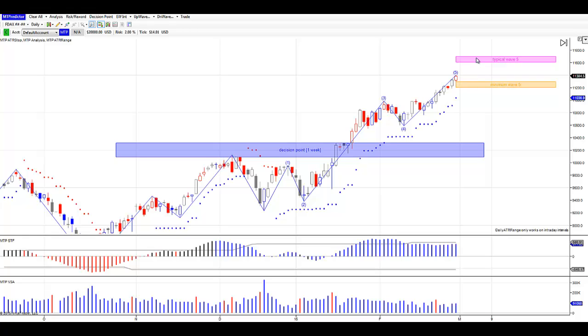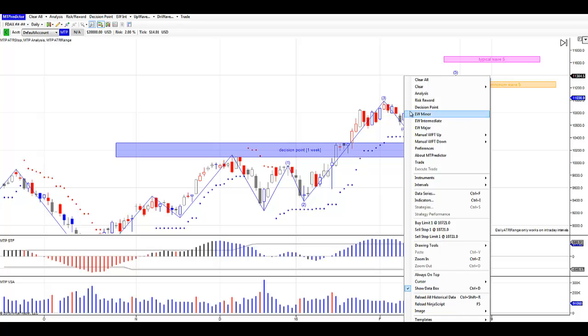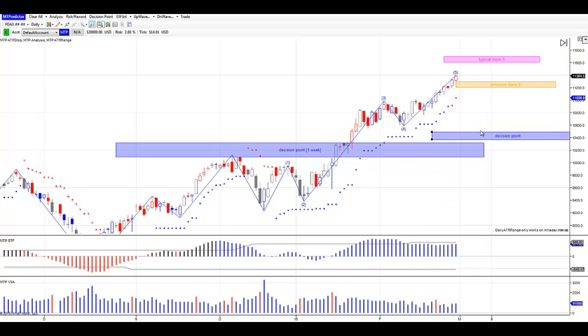We've reached the minimum wave 5 target. Here's a typical wave 5 target, right around 11,600, a nice round number there. So we'll see. It could correct from here. The tendency is we'll get a correction back to the wave 4 DP, this level here. But this is typically where wave 5 would unfold. In other words, we should see more upside here before we get a correction.